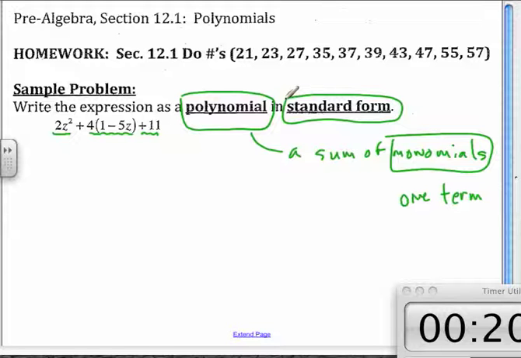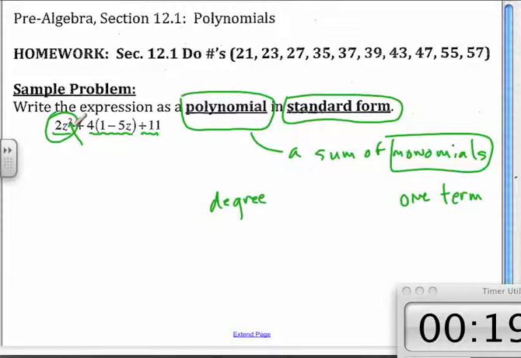Now, standard form is when we write the monomials of a polynomial, each term of a polynomial, in its degrees decreasing. So I'm going to have to explain to you what a degree is. A degree is the sum of the exponents of the variables in the term. So if I looked at this first term, can you tell me what the degree of that term is, Donald? 2. Because the exponent of z is 2.